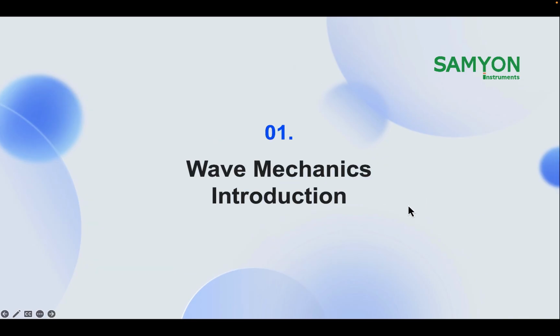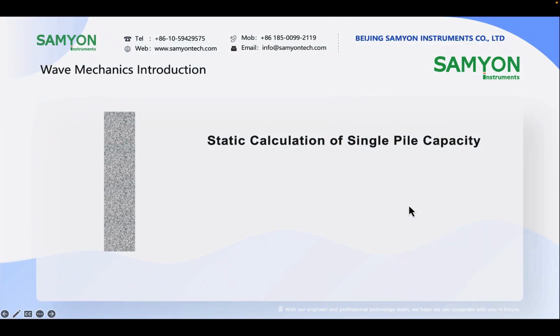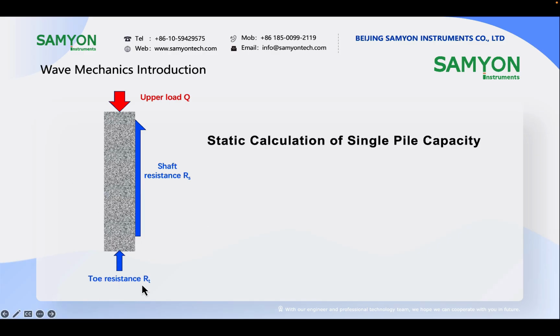First part is the wave mechanics introduction. Before we talk about wave mechanics, we need to take a look at the pile capacity. How do we calculate a pile capacity using static calculation method? We know that the pile is used to bear the upper structure with a load of Q. And the pile capacity actually is from soil resistance. And it consists of shaft resistance, RS, and toe resistance, RT.